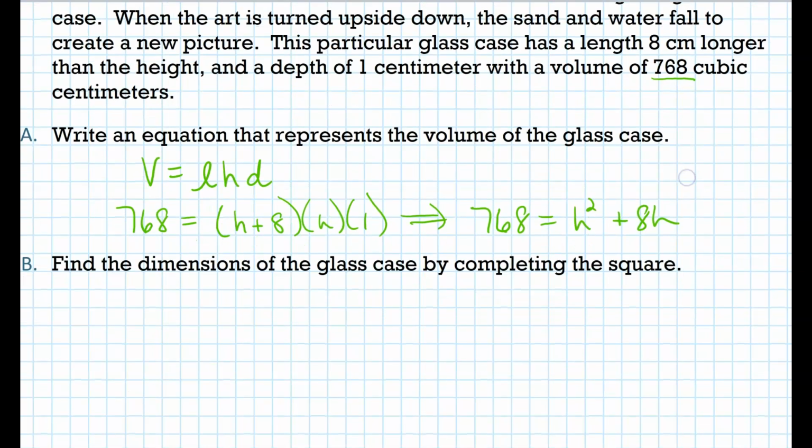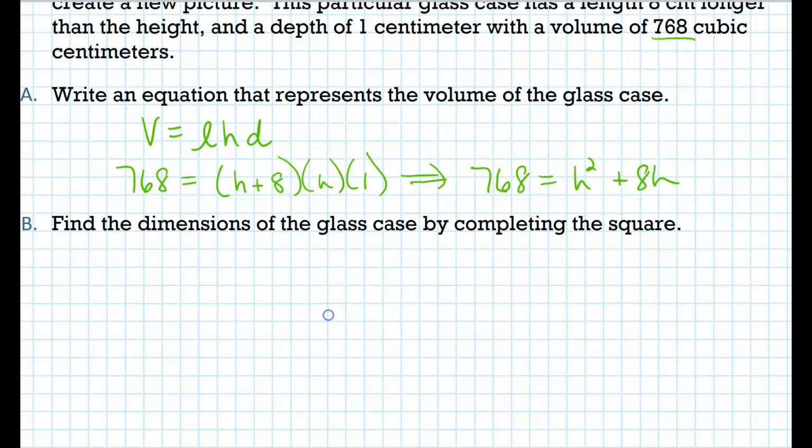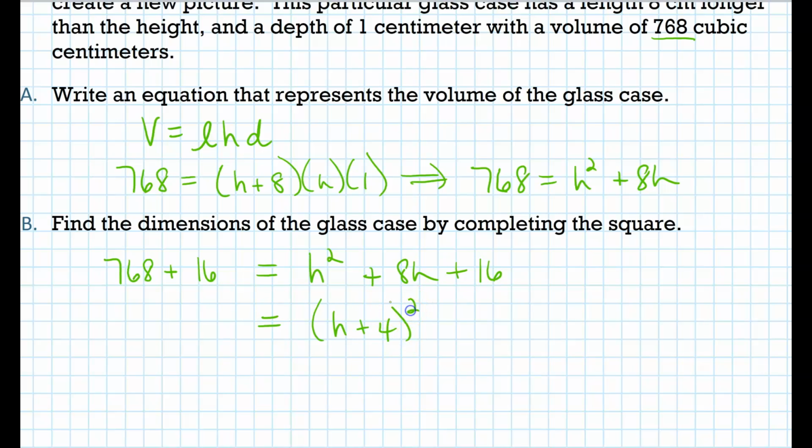So we got that. Okay, so can we complete the square on this? Yes. All right, so we get 768 plus, I'm going to leave some room there. I have h squared. What's the beauty of this one? What is a? 1. A is 1. Plus 8h. What's half of b? 4. What's 4 squared? 16. Add 16 to both sides. Okay, my right side factors into h plus 4 squared. And what do we get on the other side? 784.